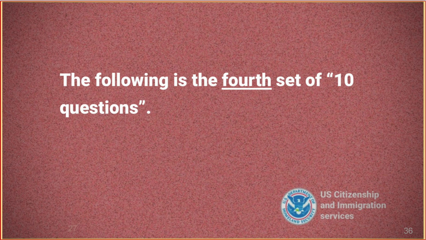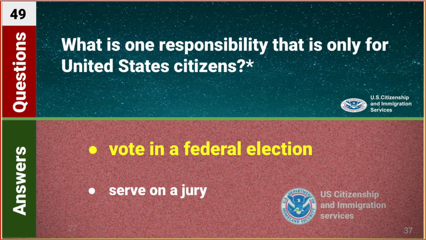The following is the fourth set of 10 questions. What is one responsibility that is only for United States citizens? Vote in a federal election. There were 13 original states. Name 3.